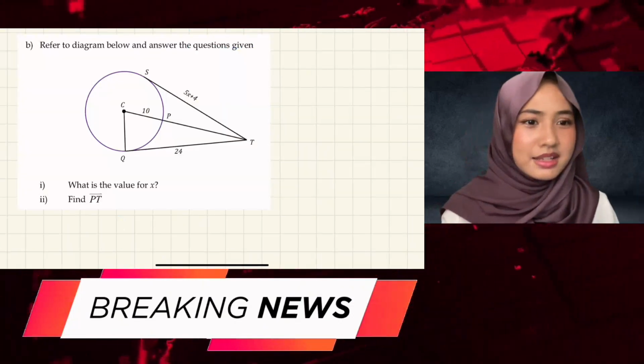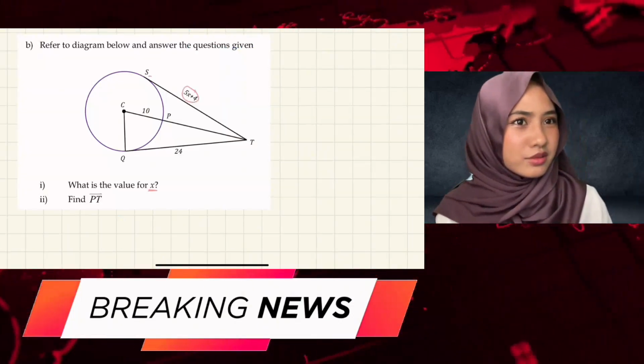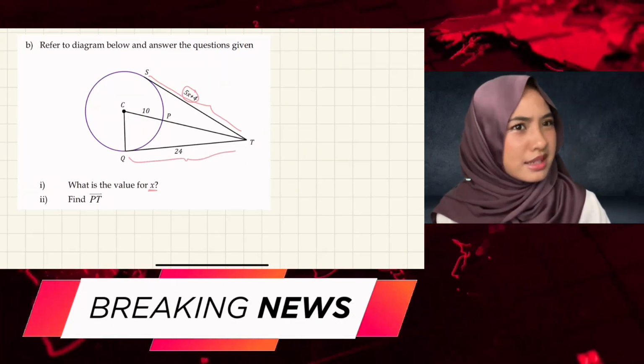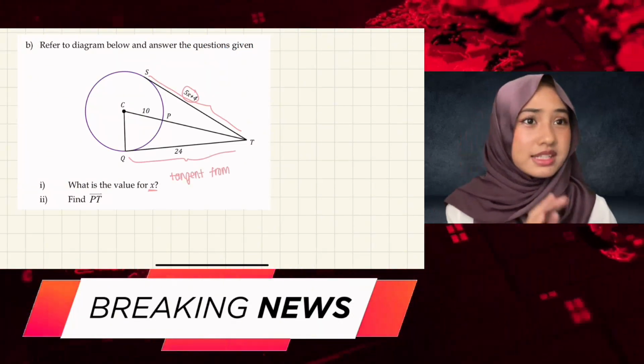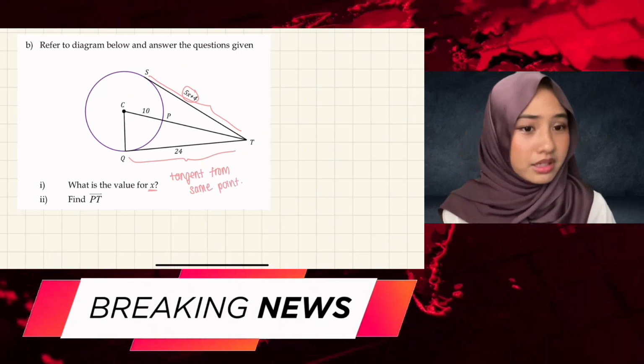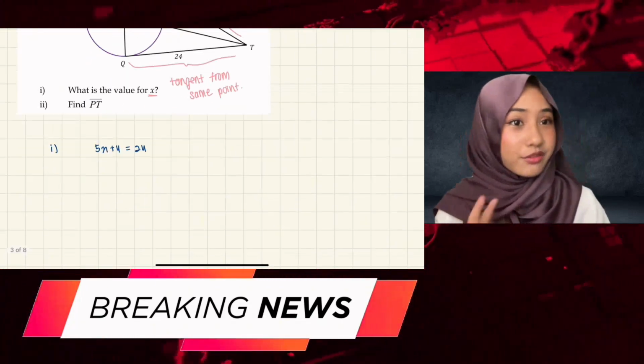What is x? So we look at the line. Both lines are tangent from the same point, so they have the same distance. We just have to compare it and get x = 4.